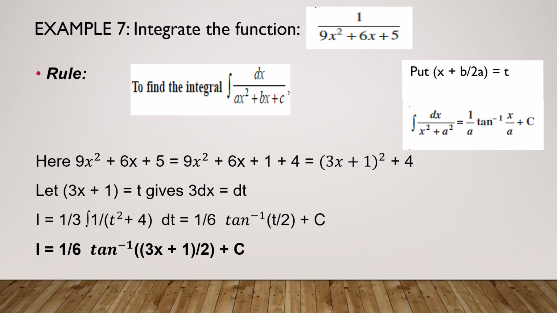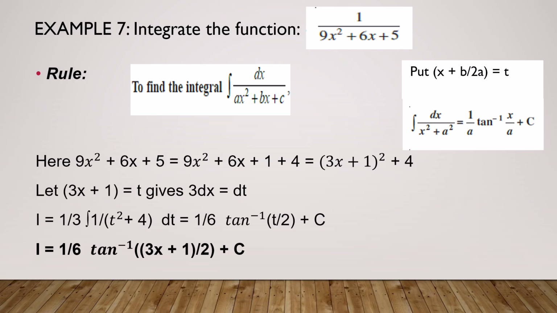Next, integrate the function 1 upon 9x square plus 6x plus 5. Now see, again this is a special type of integral of the form dx upon ax square plus bx plus c. Correct? For this type of example, whenever you have to integrate a function of the type dx upon ax square plus bx plus c, what you need to do is put x plus b upon 2a as t. But let us see actually what we are going to do. 9x square plus 6x plus 5.